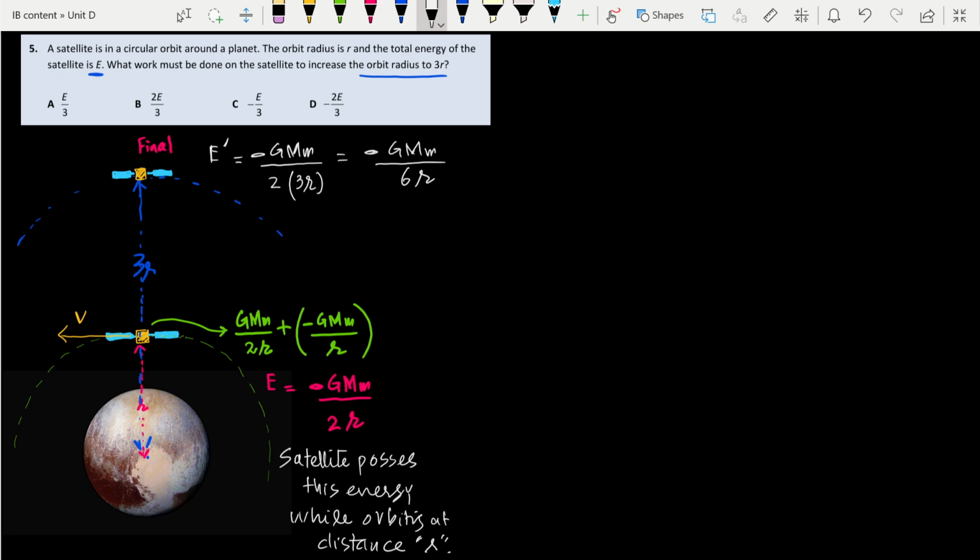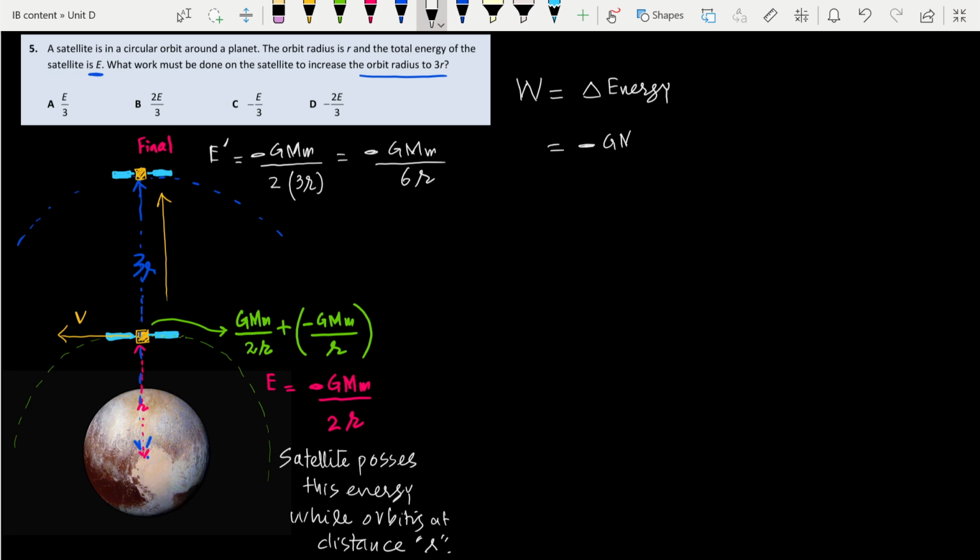So how much work is done? When you do work on this satellite to move it from one orbit to another orbit, you have to take it away from the planet, against gravity. So the energy has changed. How much has it changed? Let's simply calculate that. The change of energy will be equal to the work done. That's so simple.